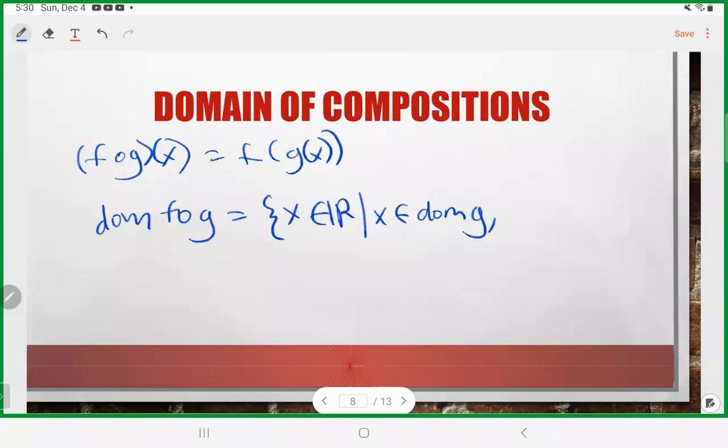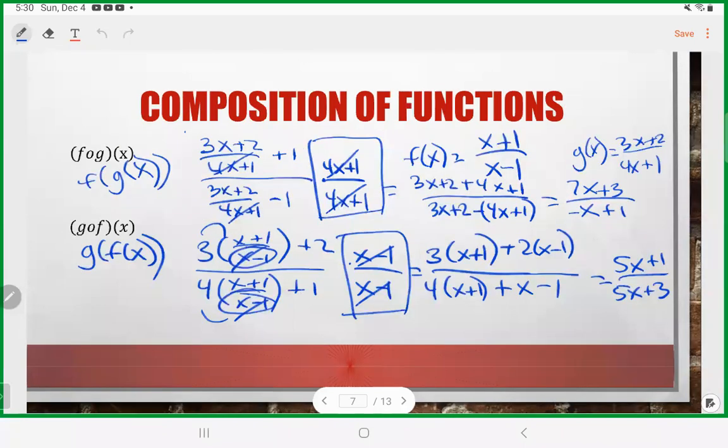There's a second thing though. You see, f also has its own domain aside from g. That means g of x, the input of f in this case, also has to be inside the domain of f. Do you understand now? Yeah. All right, good. So let's do an example, okay? Let's do an example. So how about let's do this one.